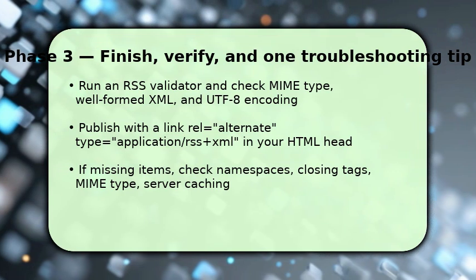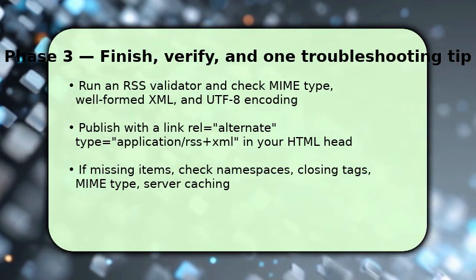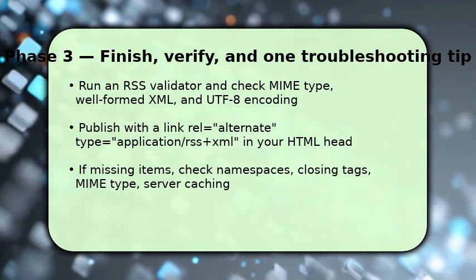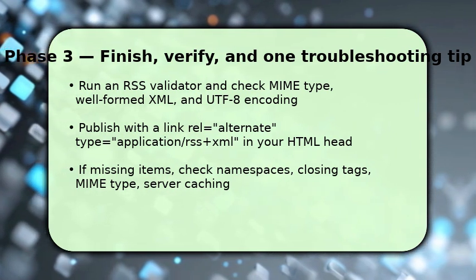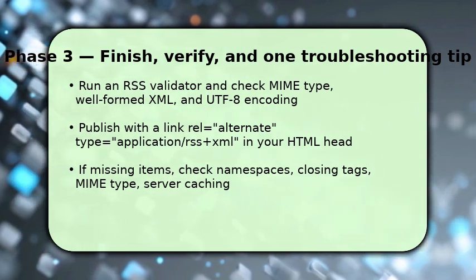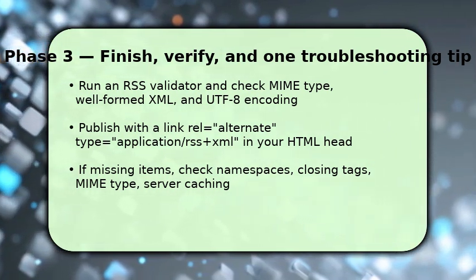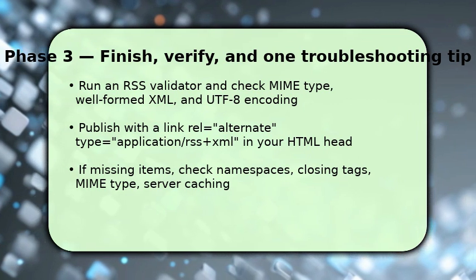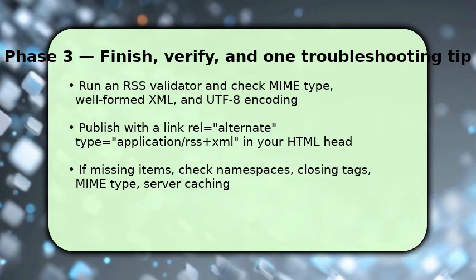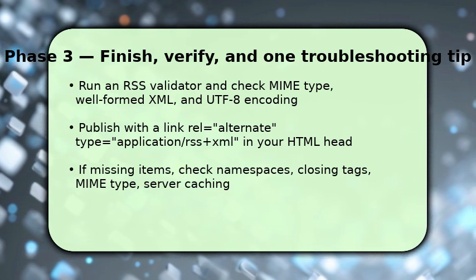You run an RSS validator to catch XML errors, encoding issues, or missing required tags, correct any problems, and re-upload. Add link rel="alternate" type="application/rss+xml" href="/feed.xml" to your site head so readers discover the feed.